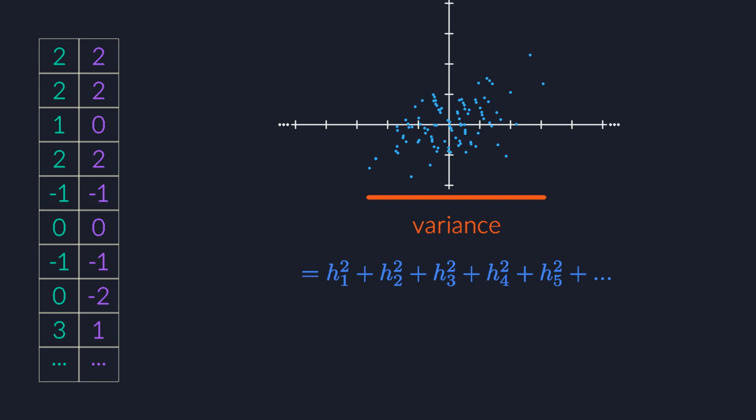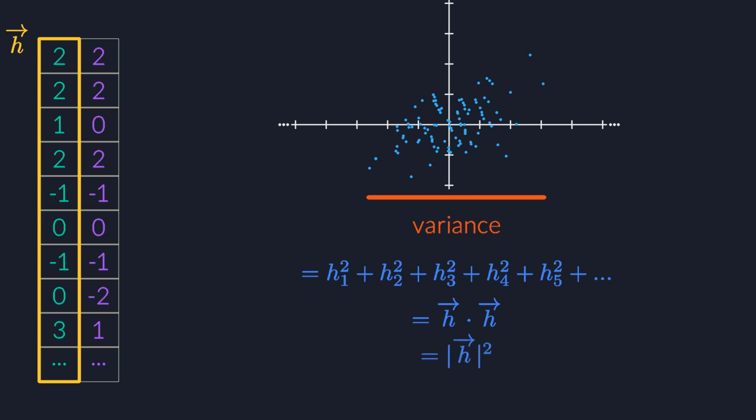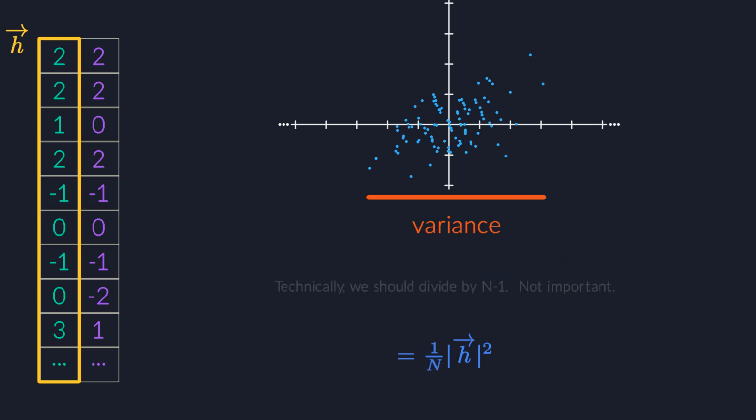This process of adding up squares looks a lot like the dot product between the vector of height measurements and itself. In other words, we end up with the square of the norm of this vector. And then we divide it by the number of data points to get the average. We can do the same for the shoe sizes.